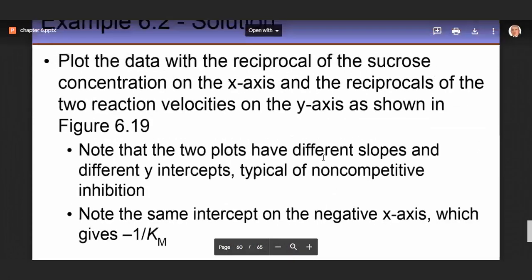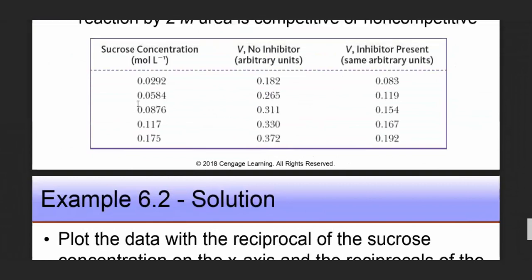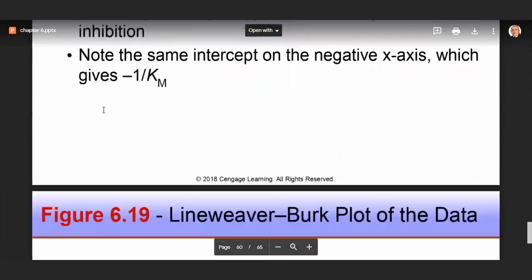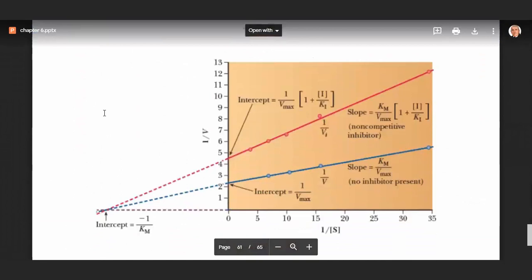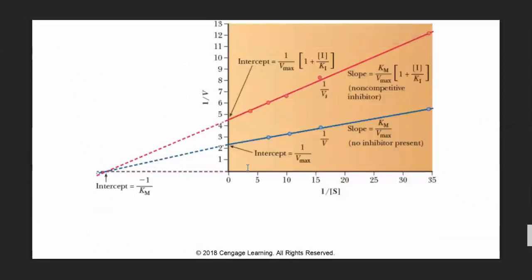You invert these upside down, and then you plot velocity, 1 over V versus 1 over S, and then 1 over V of the inhibitor versus 1 over S on the same plot. So what you get, if you get something like this, what type of inhibition is this? By now you know.